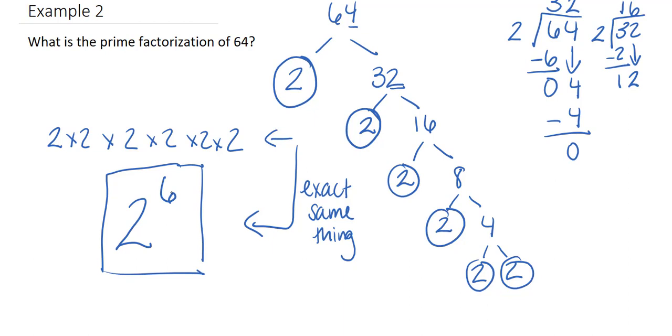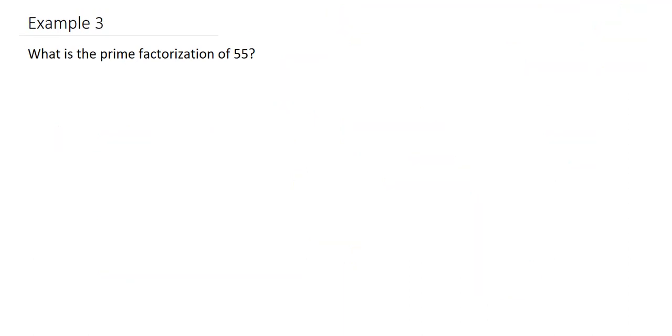Let's look at another example. Example 3. What is the prime factorization of 55? Well, we can see 55, so we're just going to write it up at the top. Well, 55 ends in a 5, so we know we can't divide it by 2 because it's not even. So 55 can be broken down into, well, we know it ends in a 5, so we could do 5 here as the first prime number to take out.